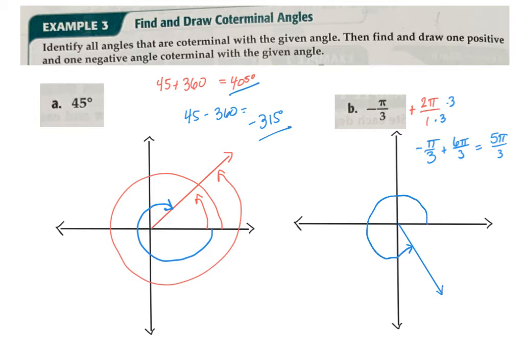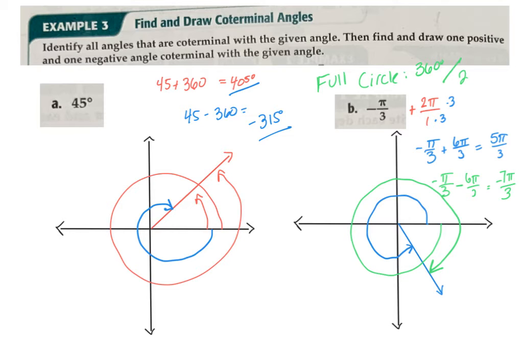All right, let's say I wanted a negative coterminal angle here. I would take that negative pi over 3 and I would subtract 6 pi over 3. That would give me negative 7 pi over 3, which means negative 7 pi over 3 would look like this. End at the same points. All right, so add a full circle, subtract a full circle. That is coterminal. So full circle is what you're adding and subtracting. Full circle for degrees and then for radians. Add a full circle, subtract a full circle. That's how you get coterminal angles.